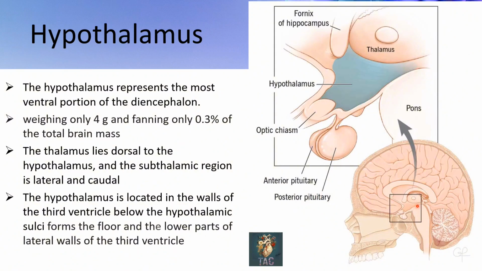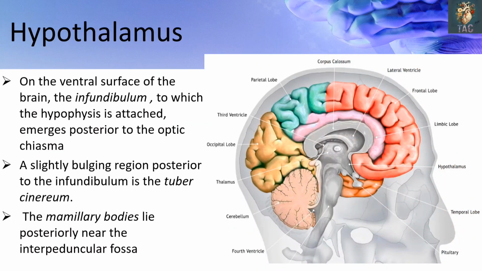So as you all know, this is the area of the third ventricle, and on each side of the third ventricle, the floor is formed by the hypothalamus, and above it is formed by the thalamus. So it forms the lateral wall or lateral boundary of the third ventricle. This is the area of the hypothalamus, and this one is the area of the thalamus.